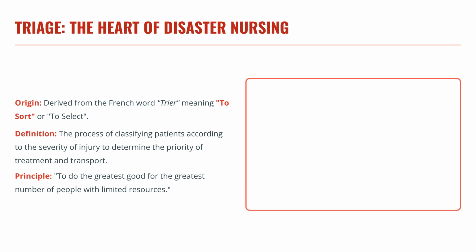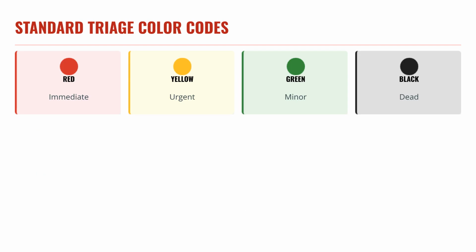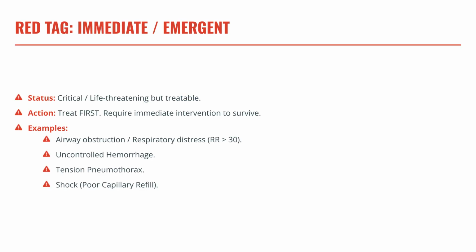Triage is critical in disaster nursing, derived from the French word to sort. The principle is to achieve the greatest good for the greatest number with limited resources. Standard triage uses 4 color codes: red for immediate, yellow for urgent, green for minor, and black for dead or expectant. Red tag patients are critical and life-threatening, but treatable. They require immediate intervention, such as those with respiratory distress or uncontrolled hemorrhage.